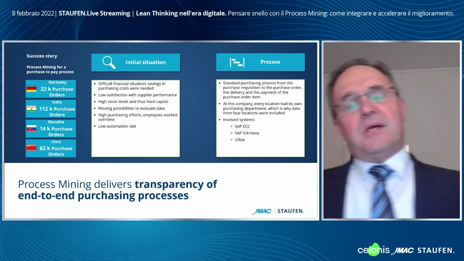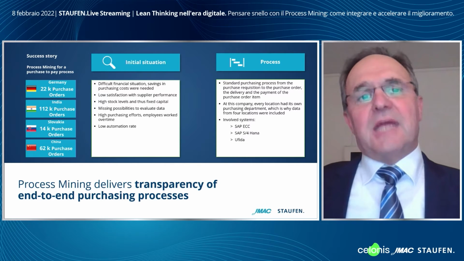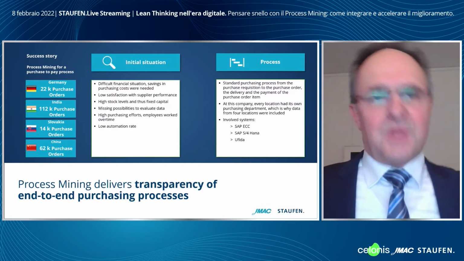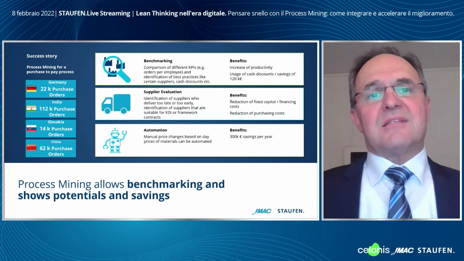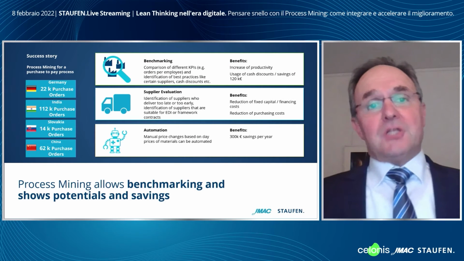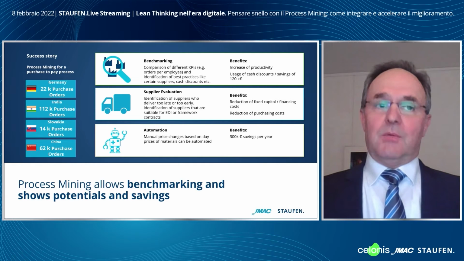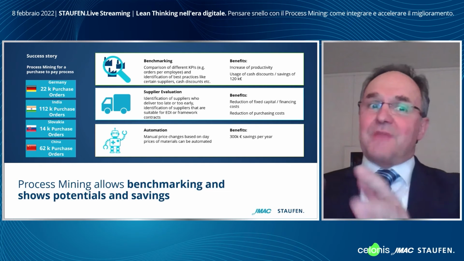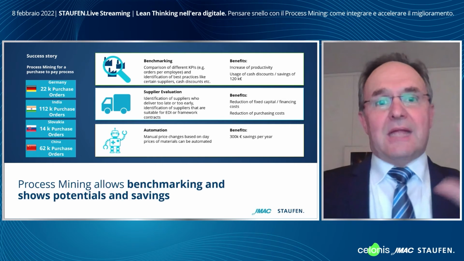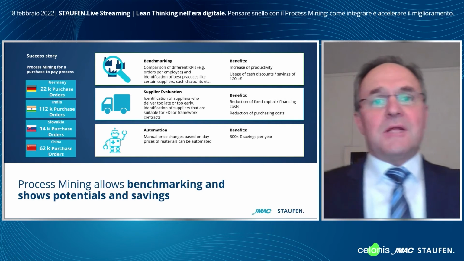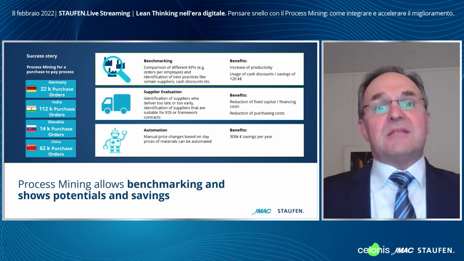So we built up the data model, we connected the systems together, and then started analyzing, and basically, as you can see on the next slide, saw these effects. We could first of all benchmark the various sites together, because now we had them all in one data model. We had this benchmark capability of Celonis and compared these sites and found out that there were big differences in best practices.